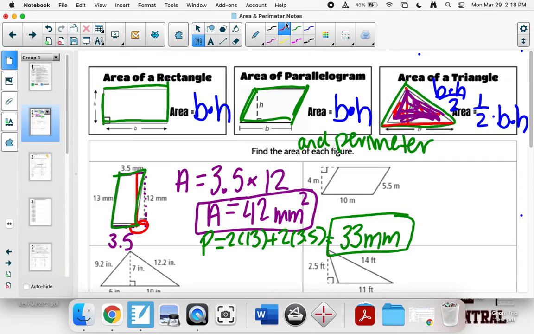Okay, in our next parallelogram, what is my height? 4. So my height is here. That means the base is this line, which is 10. Good. So we have base 10 times height 4. So how much is my area? 40. And then what would I label it? Meters squared. Good.